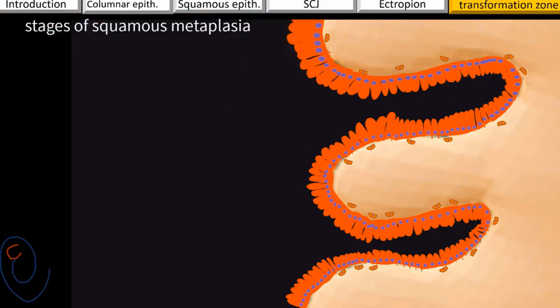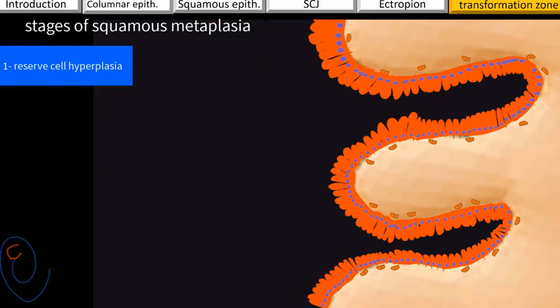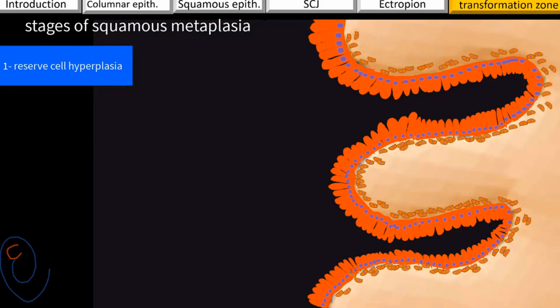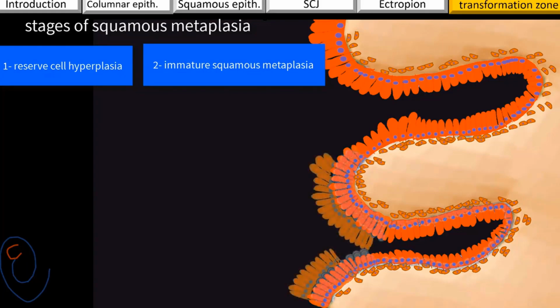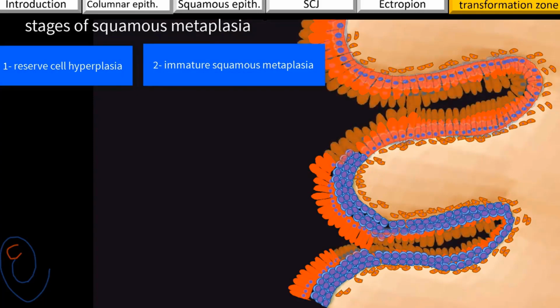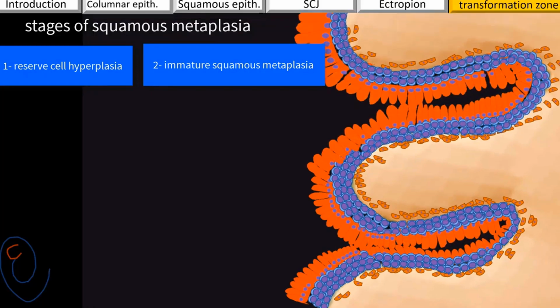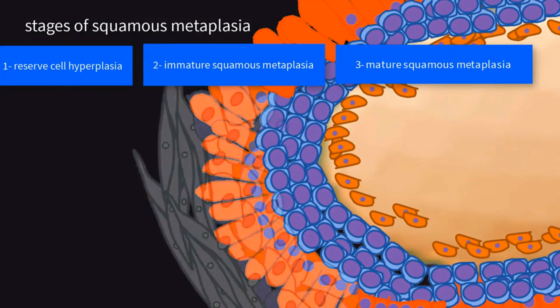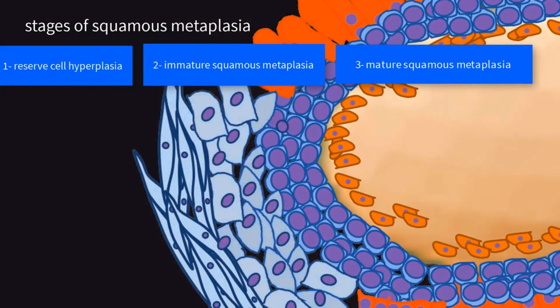Squamous metaplasia has 3 stages. Stage 1 is called reserve cell hyperplasia, when reserve cells under the columnar epithelium start to divide. In the second stage, reserve cells proliferate to form multiple layers of immature, undifferentiated parabasal cells, and still a layer of columnar epithelium can often be seen on the surface. This stage is called immature squamous metaplasia. The last step is the stage of mature squamous metaplasia, where immature cells differentiate into mature squamous epithelium, which nearly cannot be differentiated from the original squamous epithelium.